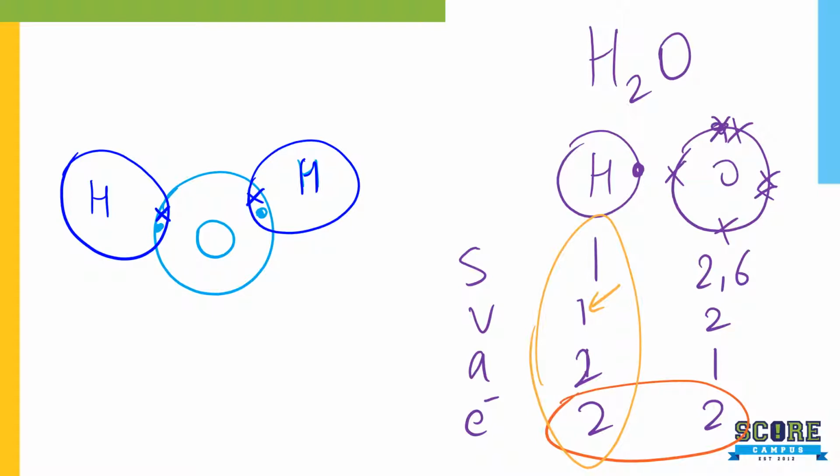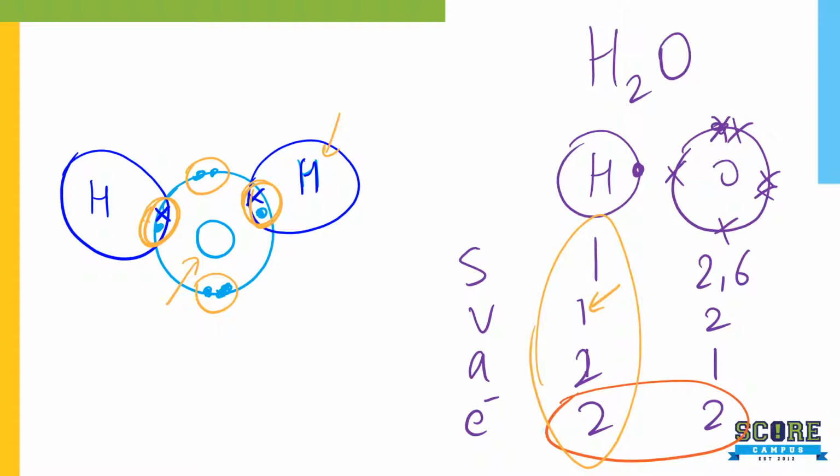Oxygen has 6 electrons, of which 2 of them are being shared. So you have 4 more: 1, 2, 3, 4. Now let's count the electrons. Hydrogen has 2. This hydrogen over here has 2. The oxygen has 2, 4, 6, 8. Yeah? So that's how you draw covalent bonding.